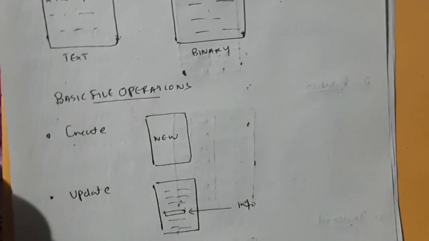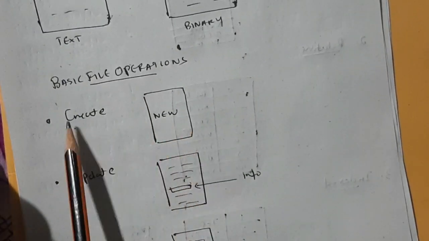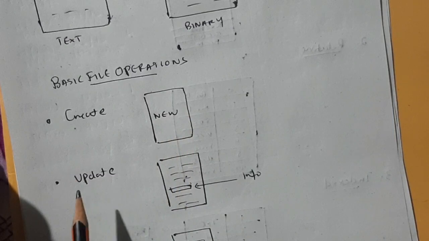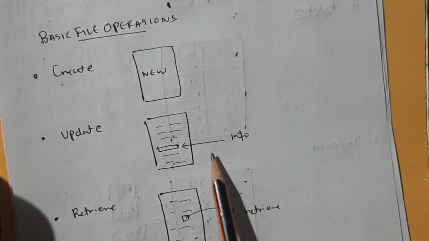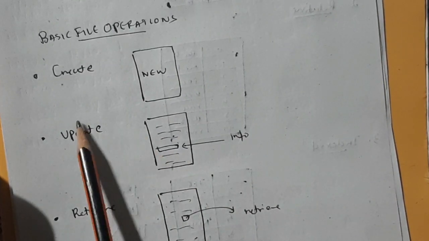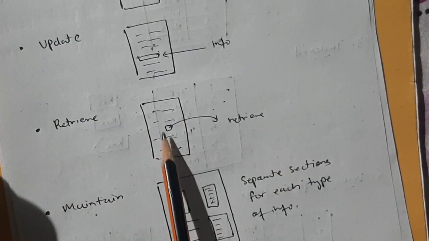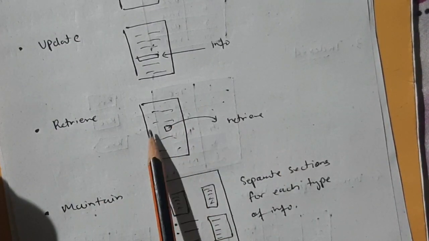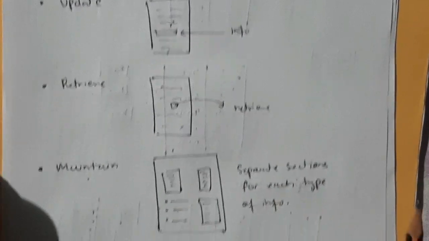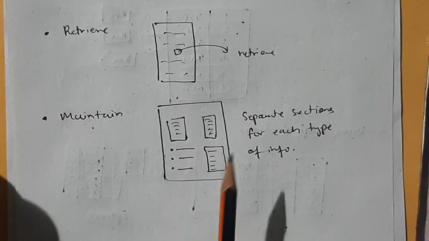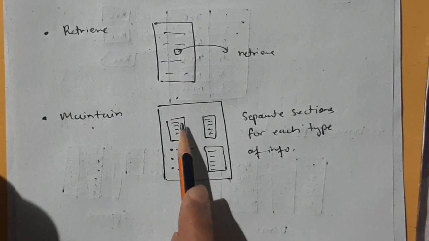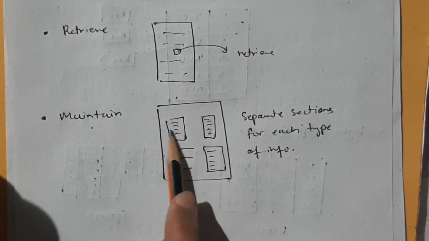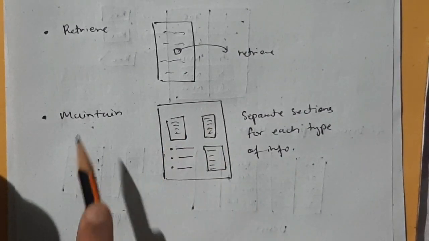Okay, now you have some basic operations. See, create means if you want to create a new file. Update means if the file is present and you have to put new information somewhere, that is known as update. And retrieve means if you have to collect some information, you will use retrieve. And maintain means what? See, if you organize the files, it will have the same type of info, some similar info that you can place in groups. That is known as maintaining the file.